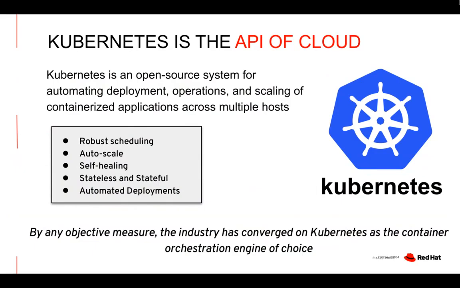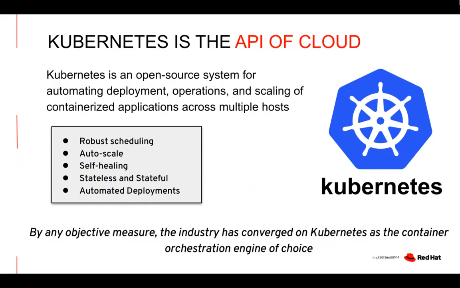So Kubernetes is an open source project with a new release every 3 months. And it helps to automate the deployment, the operation, and the scaling of containerized applications across multiple hosts and definitely across multiple clusters. So it offers scheduling, auto-scaling, self-healing. It can support stateless and stateful applications and can support automated deployments. It can make the life of a developer much easier in how they develop applications, scale applications, and quickly deploy applications across hosts. So Kubernetes is the technology that all the vendors, all the industry has converged on as the container orchestration engine of choice.